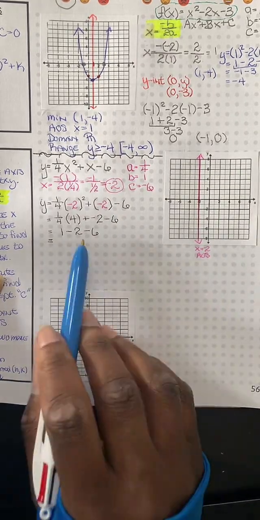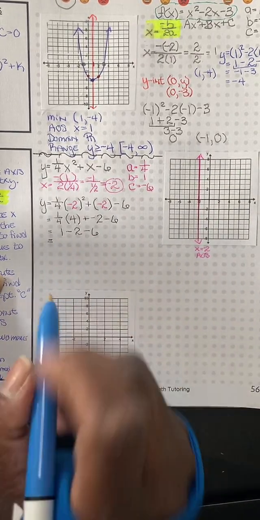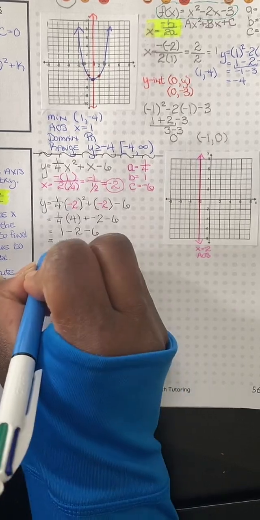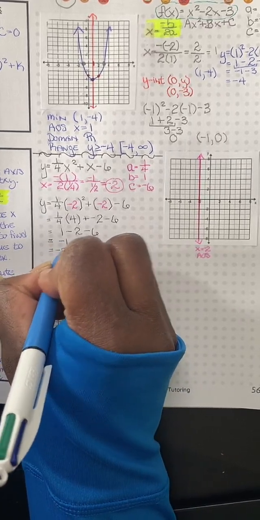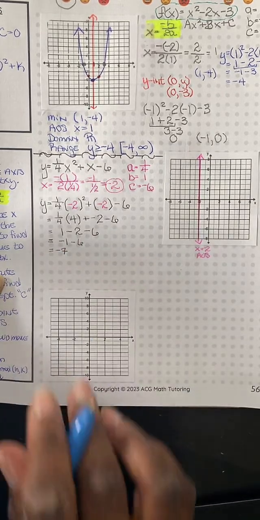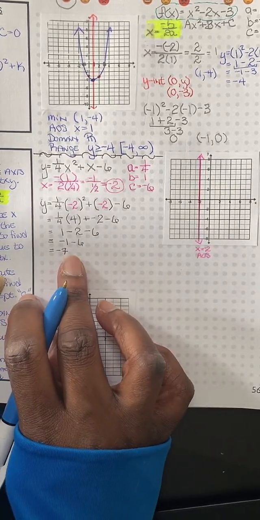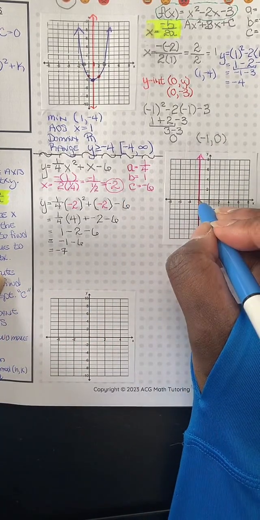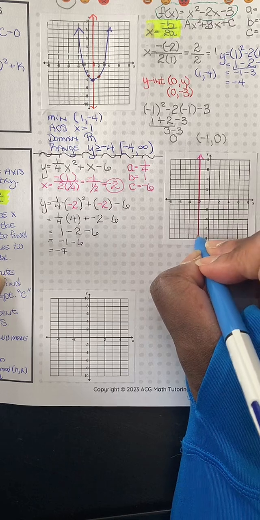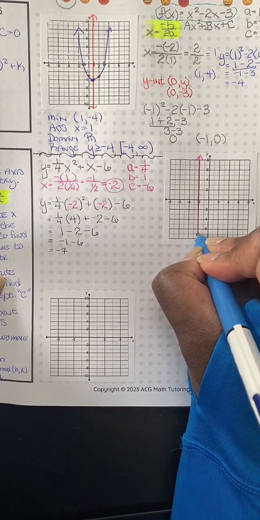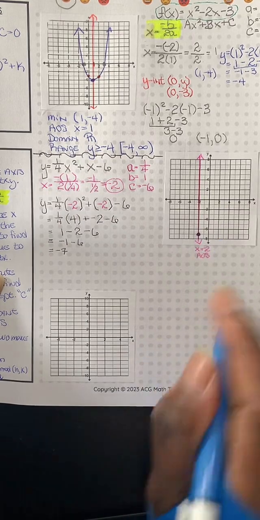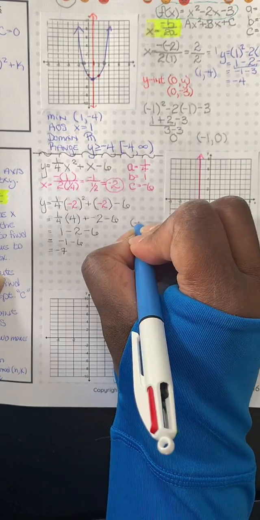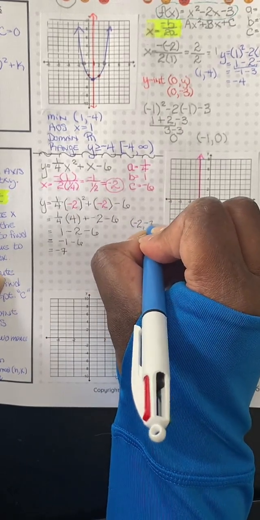Oh my goodness. So now 1 minus 2 gives me a -1. And -1 minus 6, that gives me a -7. Okay? So our vertex is going to be, our x value was -2, our y value is -7. So that point, our turning point, aka our vertex, is going to be right here. So -2, -7.